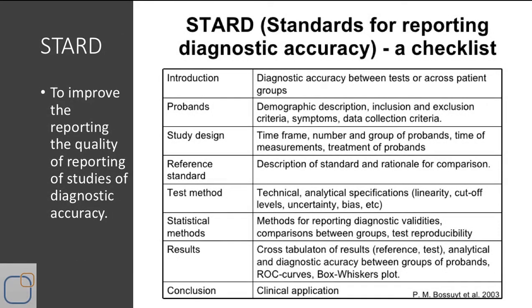STARD stands for Standards for Reporting Diagnostic Accuracy. This helps to improve the reporting of the studies that present results of diagnostic accuracy. So screening test results, studies comparing gold standard with reference with a new test. All of these studies could be reported using STARD, and this is a slide showing a checklist for STARD. What are the different things that we need to report?